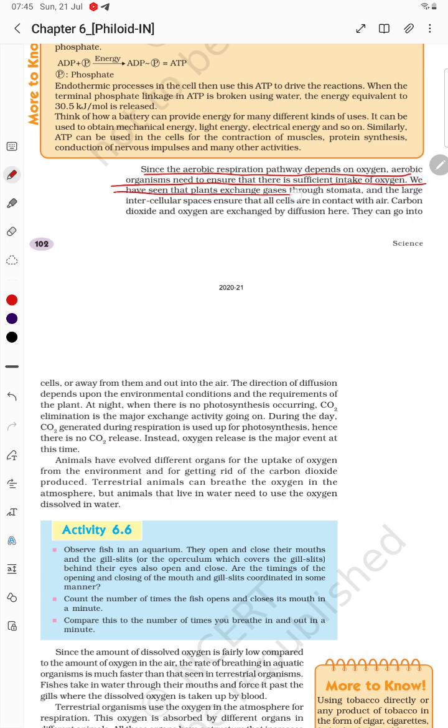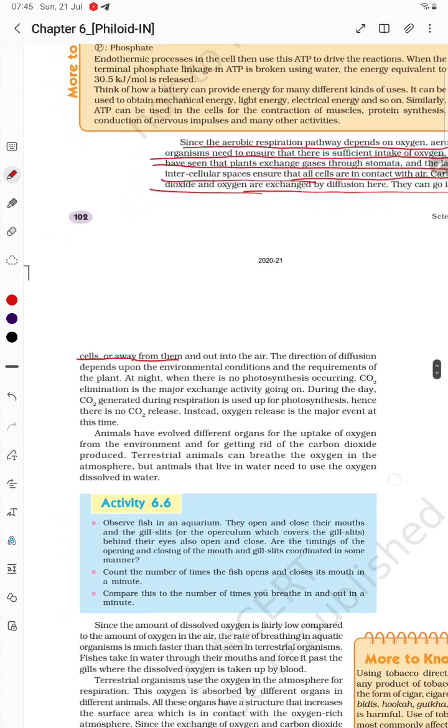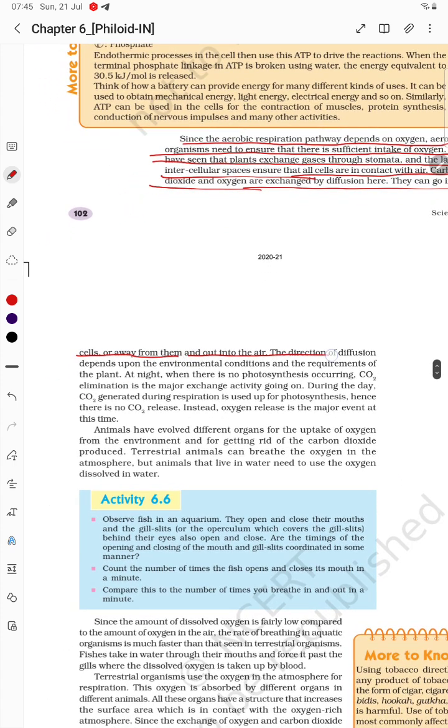We have seen that plants exchange gases through stomata, and the large intercellular spaces ensure that the cells are connected with air. Carbon dioxide and oxygen are exchanged by diffusion here. They can go into the cell from the air and out into the air.